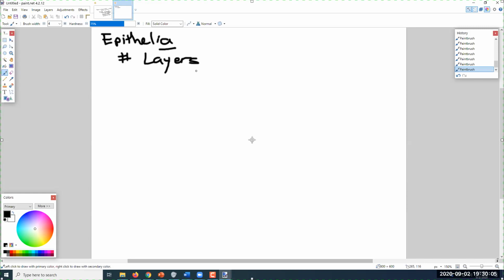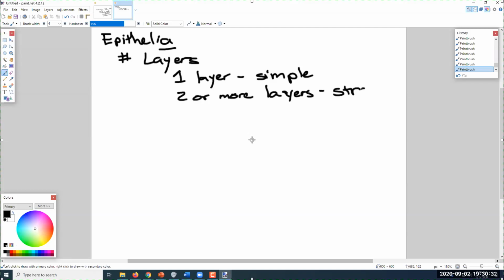Remember, epithelial tissue, it covers the organs, right? So some of it could be only one single layer of covering. If it is only one layer, we're going to say that's simple. However, if it's two or more layers, then we're going to say this is stratified.